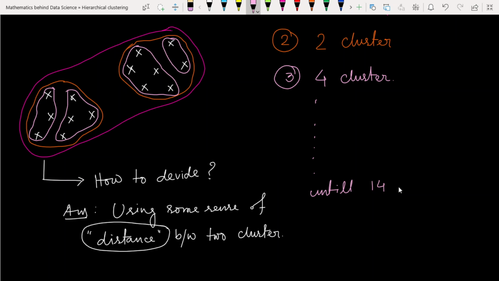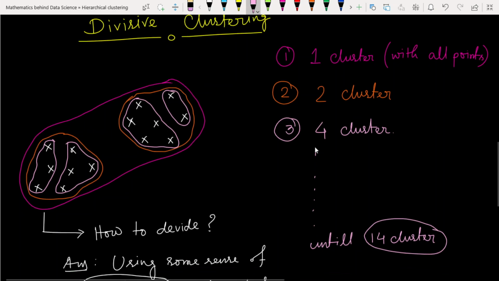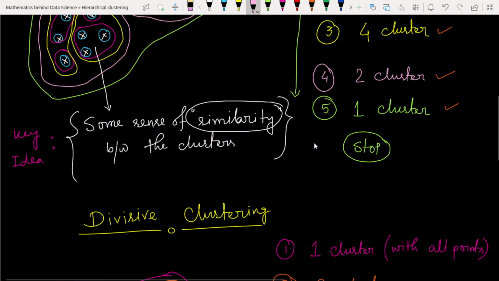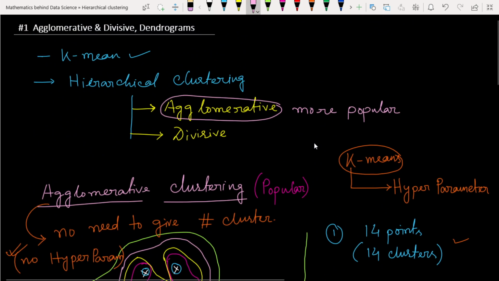We keep doing the same thing until we reach 14 clusters. Okay, I think you now understand how this hierarchical clustering technique actually works. Now let's try to see what the dendrogram is.